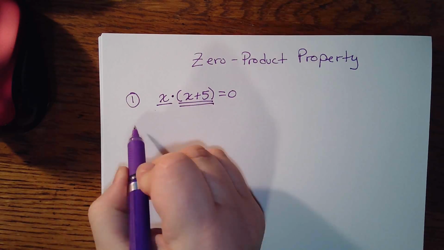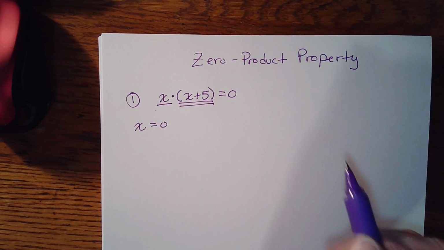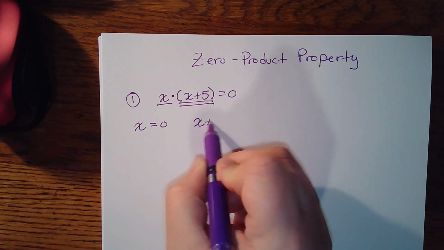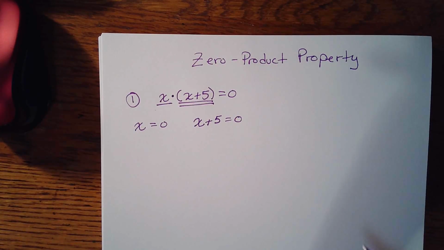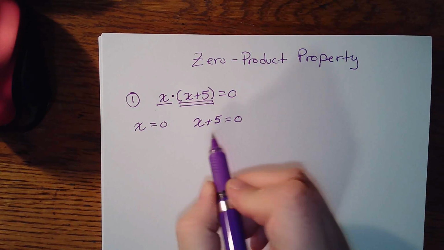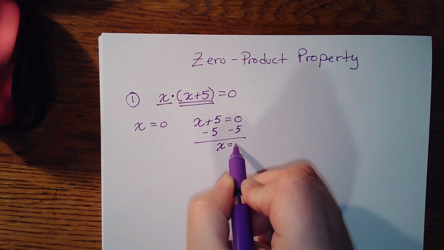So I take the first one, that's easy enough, x equals 0. The second one, I am going to set equal to 0, but I have to use the opposite operations to complete this problem. So in order to move this across, the opposite of addition is subtraction. So we subtract it across. So x is going to equal -5.